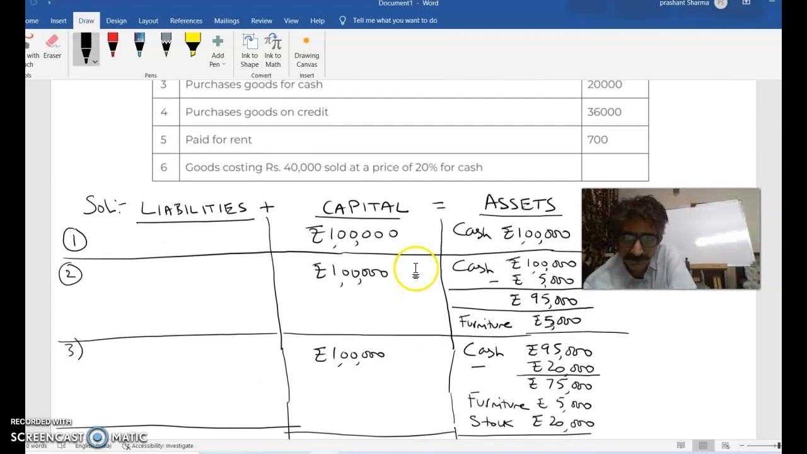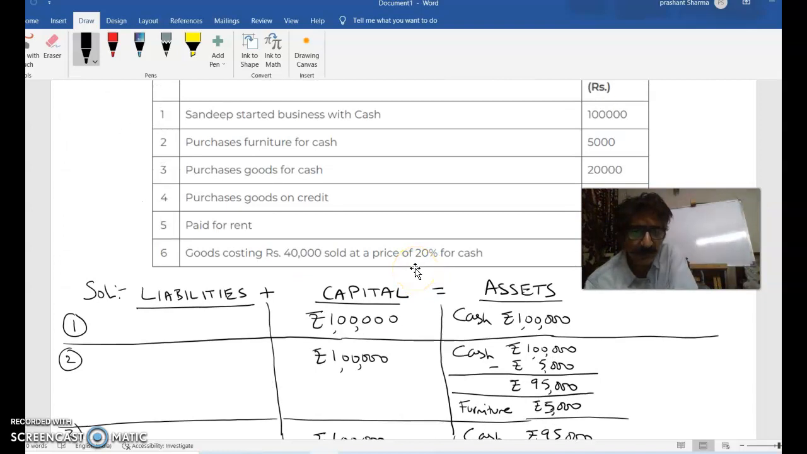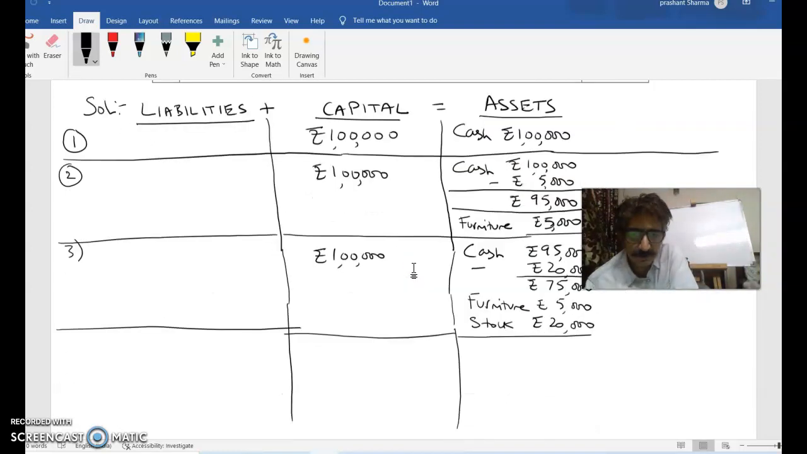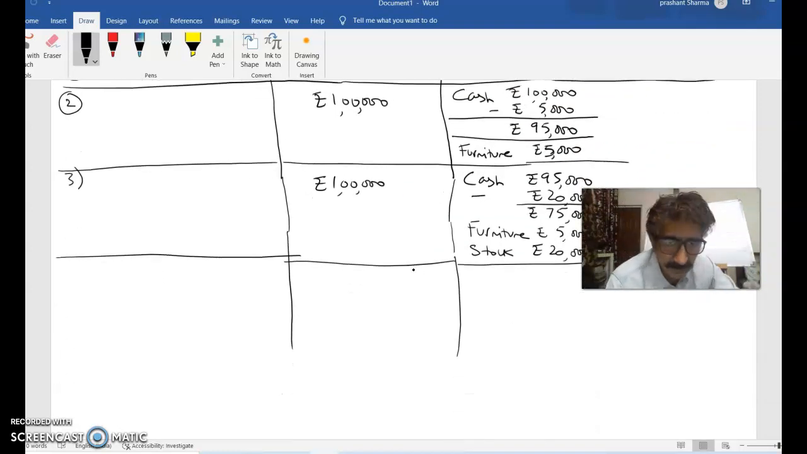Let's move on to the fourth one. Fourth transaction is purchase goods on credit for 36,000. So purchase goods on credit. This transaction will not affect cash. Cash remains same at 75,000 because it's a credit transaction.